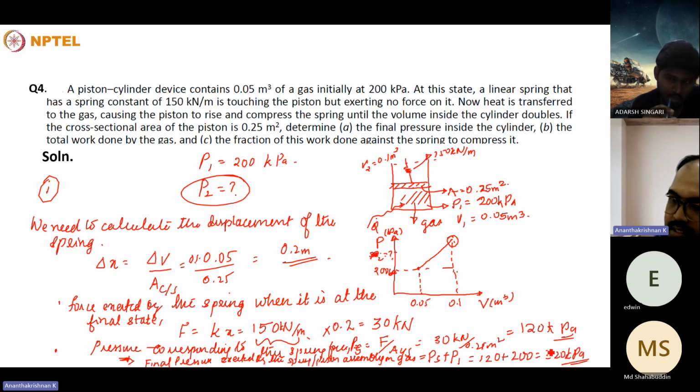So this is the final pressure inside the cylinder. That is the pressure exerted by the spring plus piston assembly onto the gas or vice versa. That is 320 kilopascal.